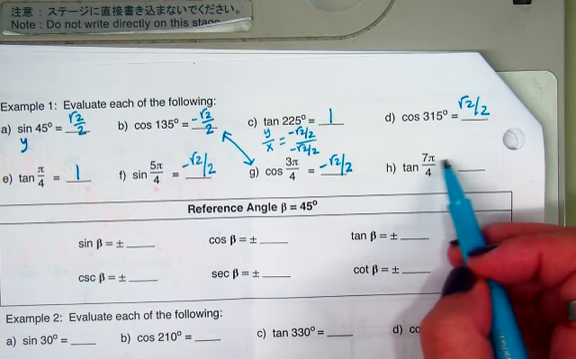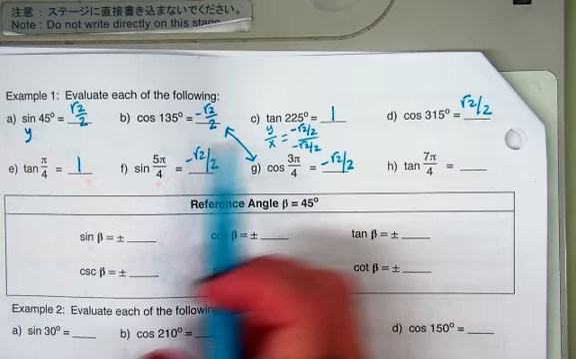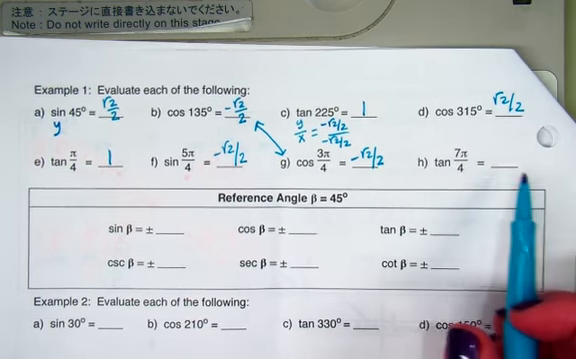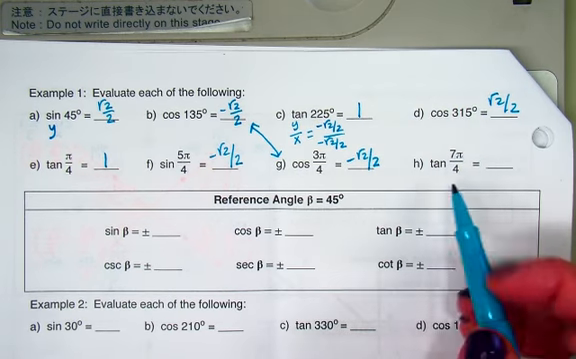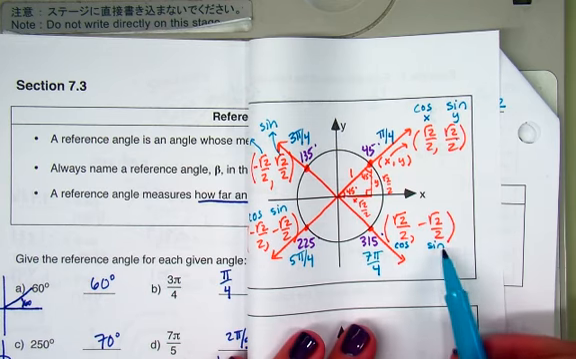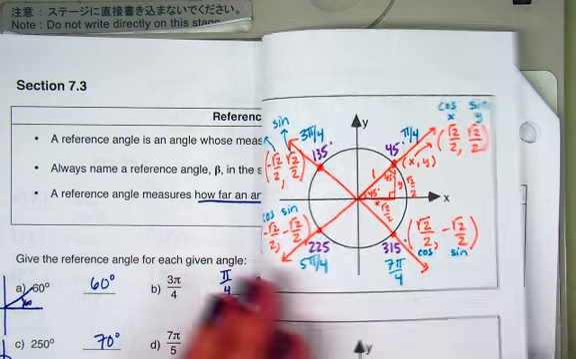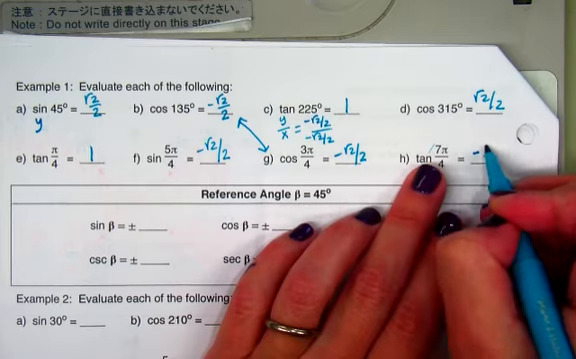Tangent of 7 pi over 4. Well, have you noticed anything about the tangents here? They're all 1, 1, right? So they're probably going to be either 1 or maybe negative 1. So let's take a look. 7 pi over 4. Here's 7 pi over 4. Oh, yeah, if I do y over x, I'm going to get negative over a positive. So I am going to get negative 1 in that case.